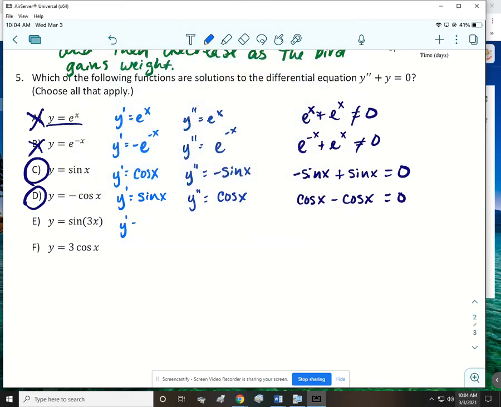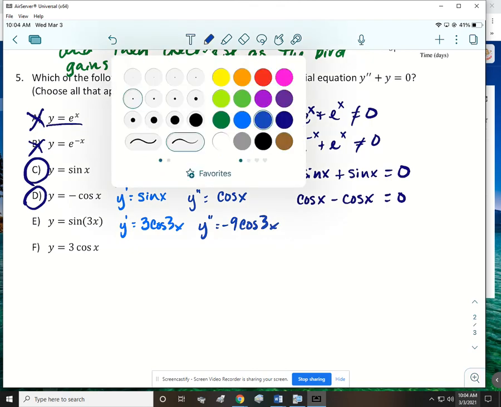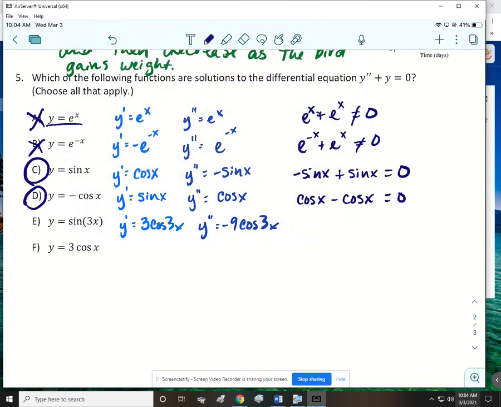Okay, this one we're going to need to do the chain rule. So it's going to be 3 cosine of 3x. All right, and then we'll do the chain rule again. So it's going to be negative 9 cosine of 3x. So obviously this one's not going to work. Oh, sorry. That should have been sine. Sorry. Negative 9 sine of 3x. Okay. So we do second derivative plus original. It's not going to happen.